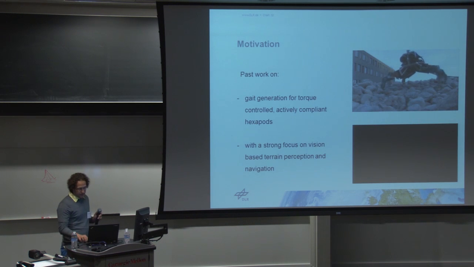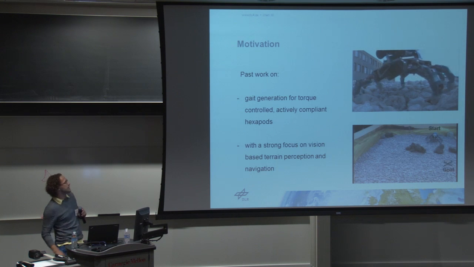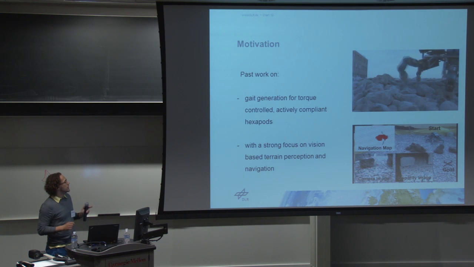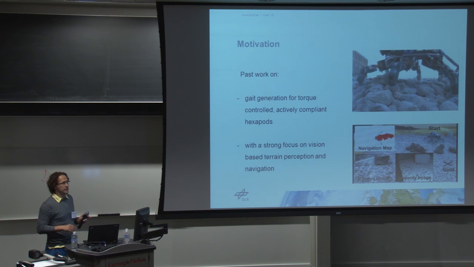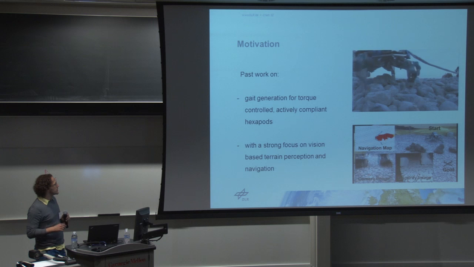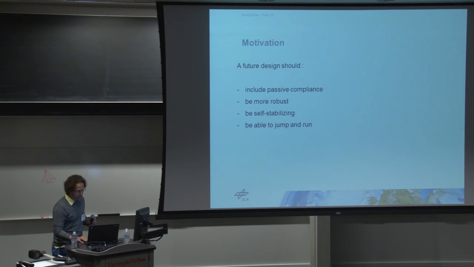So what have we done so far? We have worked basically on gait generation for a torque-controlled, actively compliant hexapod, and we were dealing with enabling the robot to handle obstacles within its walking height autonomously, and also to handle leg loss and adapt its gait. And further, we had a strong focus on vision-based terrain perception and navigation, which you see in those two videos. So currently, we're working on a new design, and we are interested in including passive compliance.